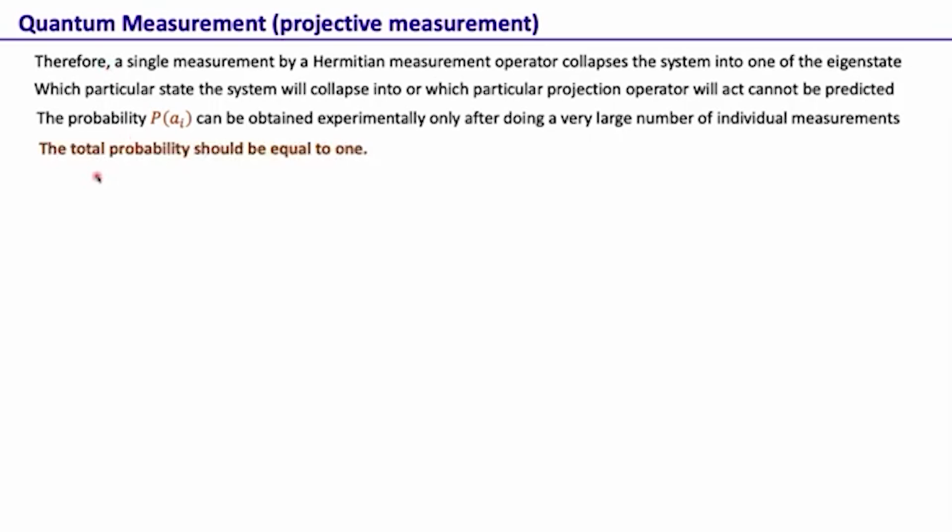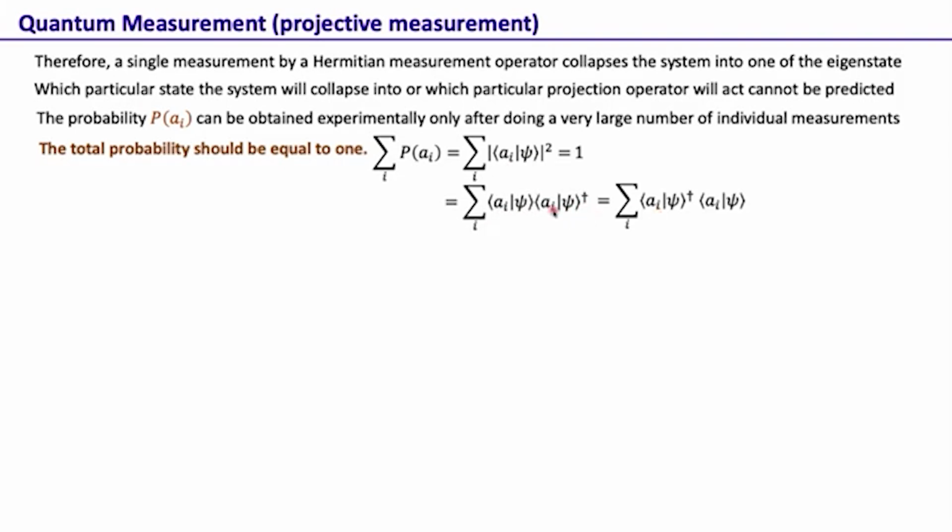Now we also realize that in this measurement the total probability has to equal 1. That means the sum over all the states of P(AI) has to equal 1. So P(AI) we can write as |<AI|psi>|^2, and this we can write as <AI|psi> times <AI|psi> dagger, since this is a complex number, and <AI|psi> dagger we can write as <psi|AI>. And since we have the state normalized, then of course we get from here that <psi|psi> is equal to 1.